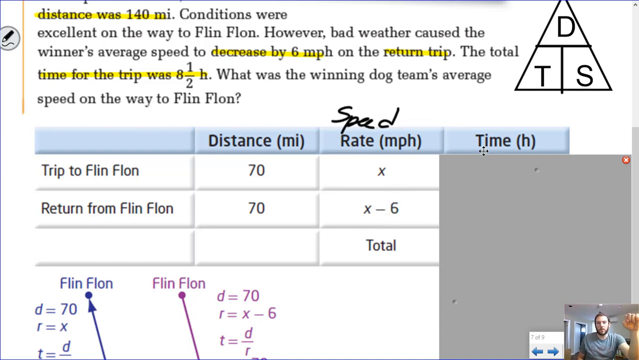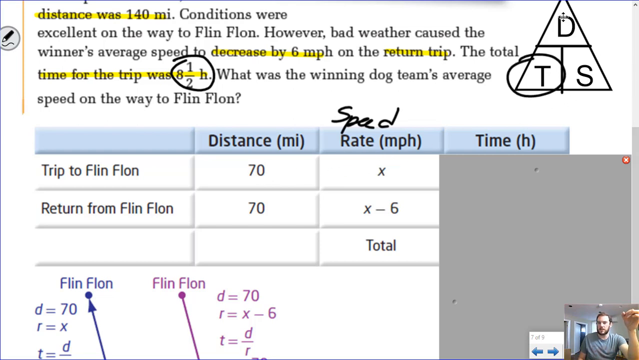Now, time. We know the total time, right? We know the total time is supposed to be 8.5 hours, but we don't know how long it took to get to Flin Flon, and we don't know how long it took to get back. So what we can do with this information is we can set up the equation.